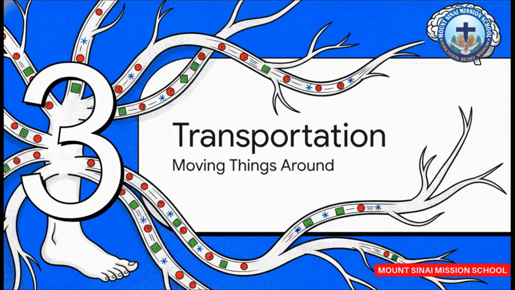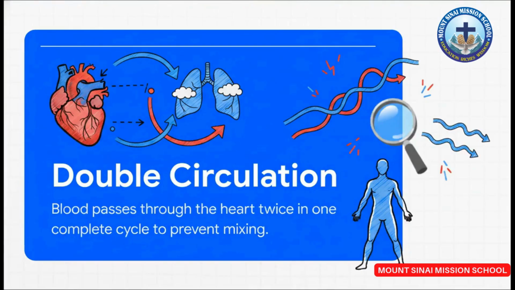Which brings us to pillar number 3, transportation, moving things around. Okay, so now we have perfectly digested food and fresh oxygen in our blood. But how does it actually get to the tip of your toe or the top of your brain? We need an internal highway system for moving things around. And the engine of this entire highway is the human heart, operating on a brilliant mechanism called double circulation.